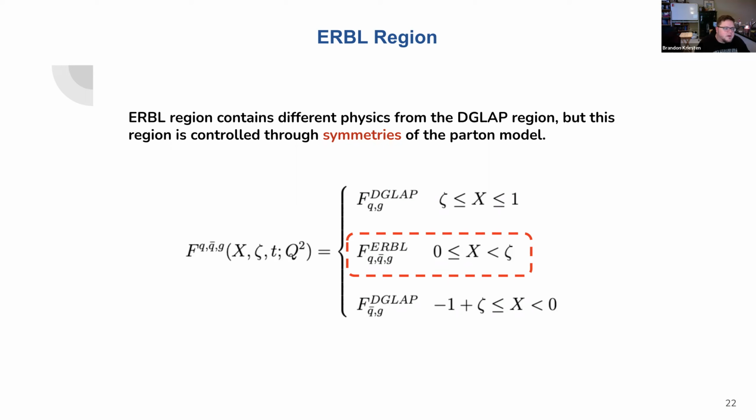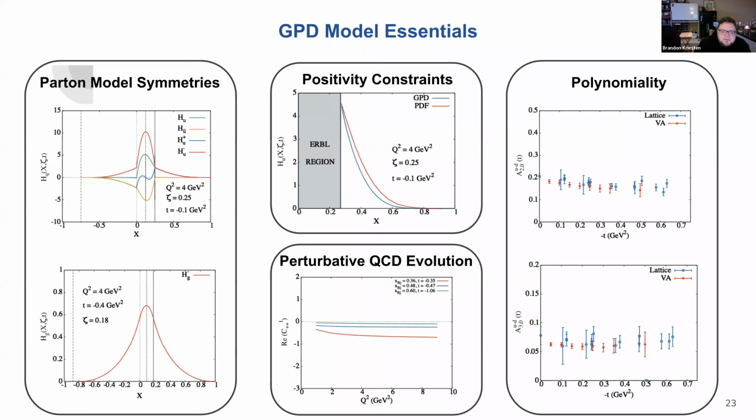controlled through symmetries. So, for instance, let's take the gluon PDF. We know that the gluon PDF, because the gluon is its own antiparticle, has a symmetry about x equals 0. This sort of symmetry translates into the ERBL region as a symmetry as well. And the valence quarks have the same symmetries as well. This is how we construct our ERBL region, rather than recalculating different diagrams.